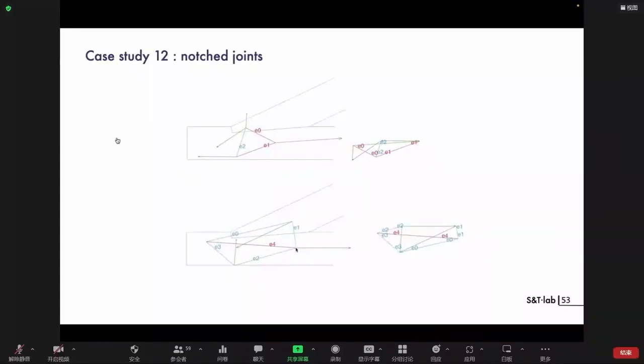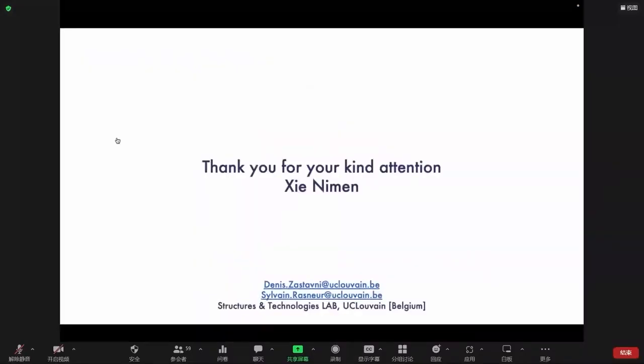I think it can be the end. I hope those explorations, those case studies show you how VGS can be used as a tool for controlled and informed design of timber structure.